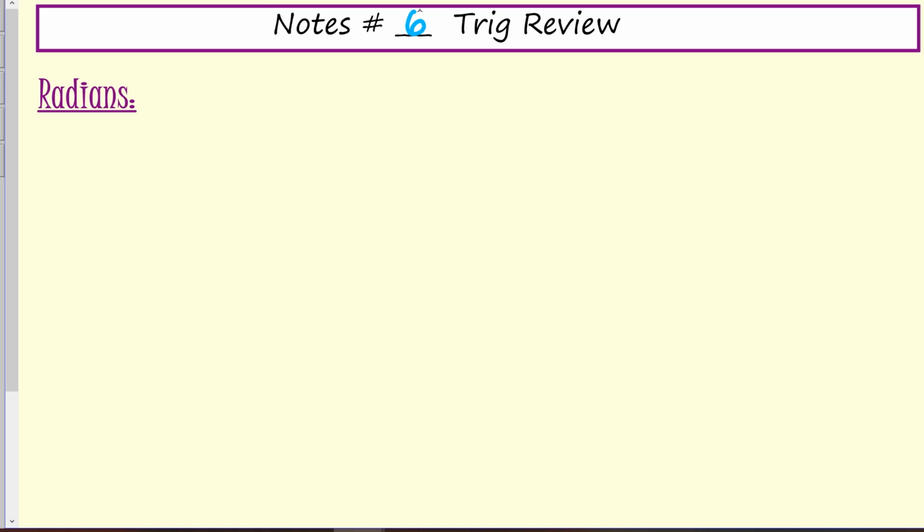Okay, let's talk about radians. So we can measure angles in degrees, or we can measure angles in radians. And we might be more comfortable with degrees, but in calculus, the default is radians.